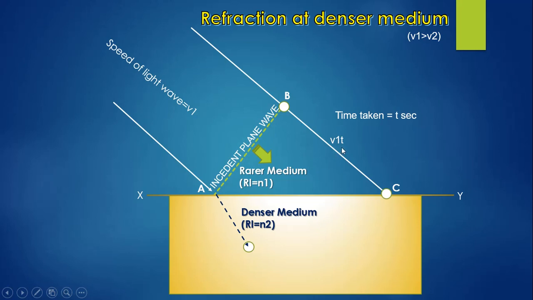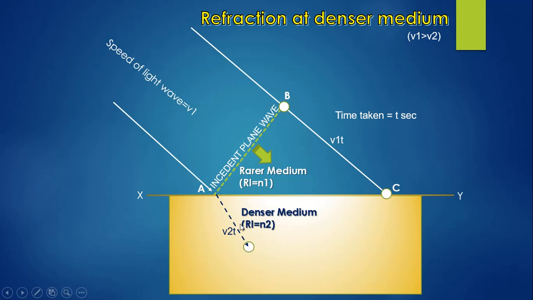So like in the rarer medium, we multiplied speed and time taken. The same time it has taken to travel in the denser medium. Now we have to calculate how much distance it has covered in the same time t seconds. So assume that in the denser medium its speed is v2. Just multiply this speed v2 with the time taken. Then you get a distance v2t. So this is the distance covered in the denser medium.